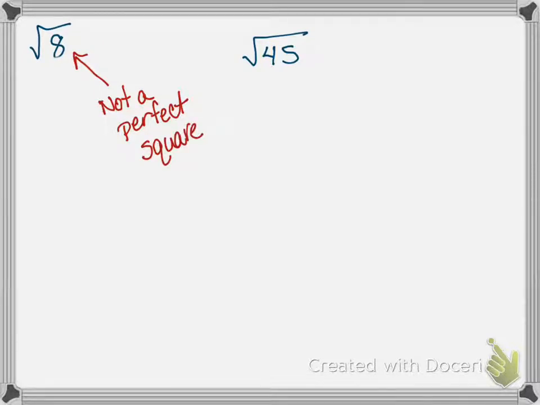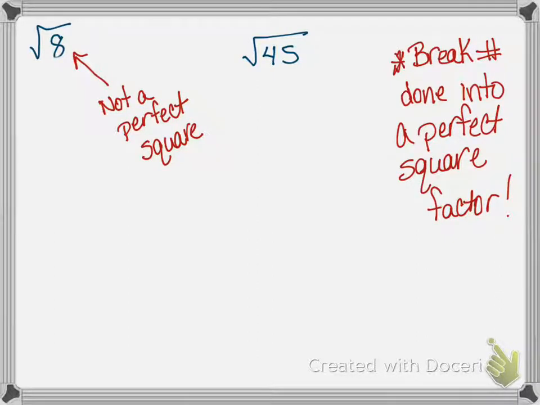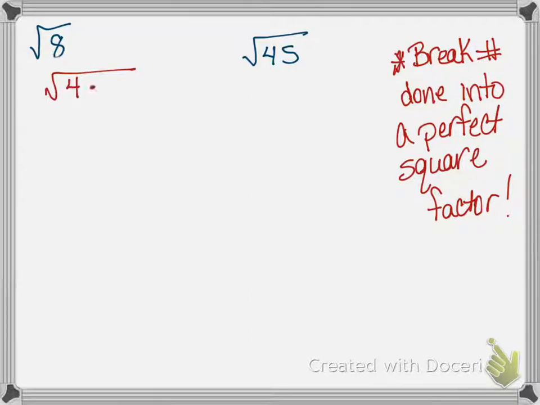So what you do is you break the number down into a perfect square factor. Okay? So you are looking for perfect square factors. And the first one, I've got the square root of 8. So I am going to break down 8 into 4 times 2. Does 4 times 2 still equal 8?